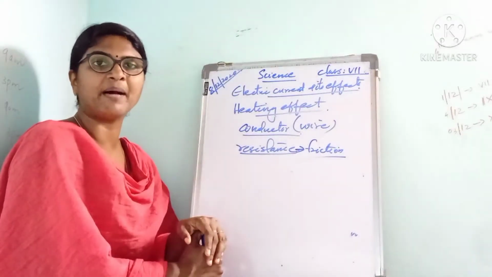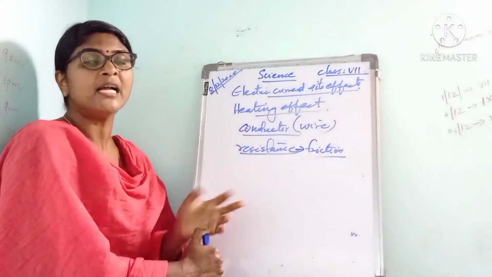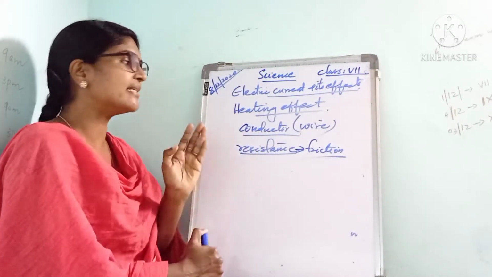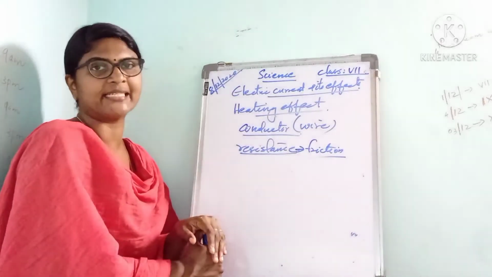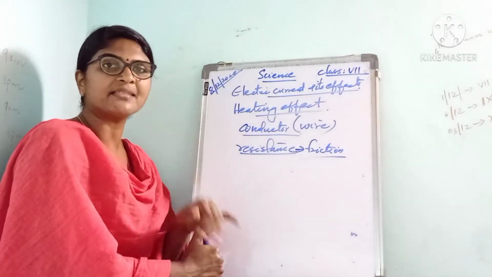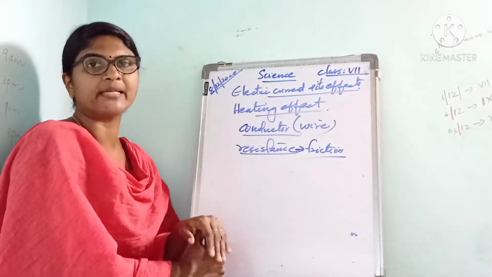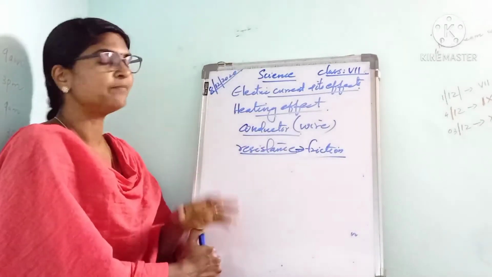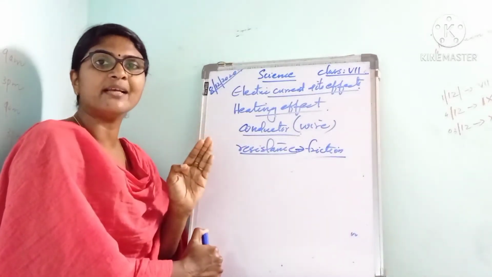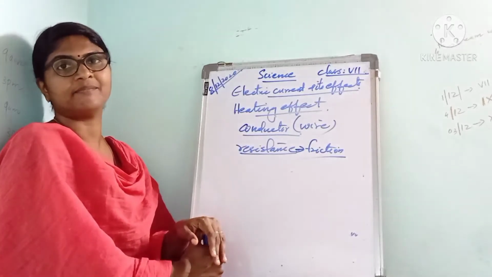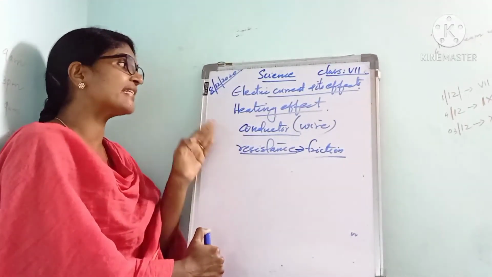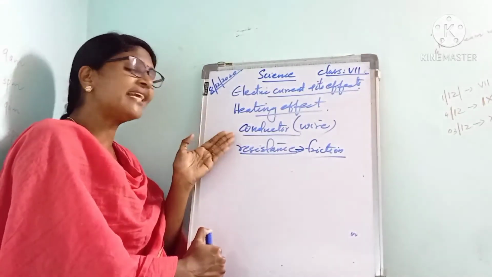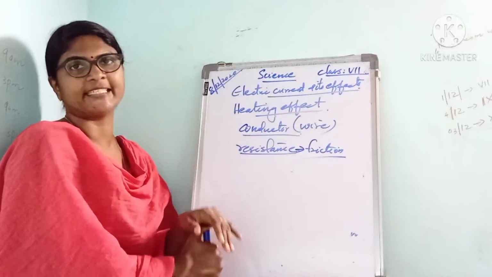When electric current passes through a conductor or wire, due to resistance, heat is generated, and this is called the heating effect of electric current. Here the electric energy gets converted into heat energy.